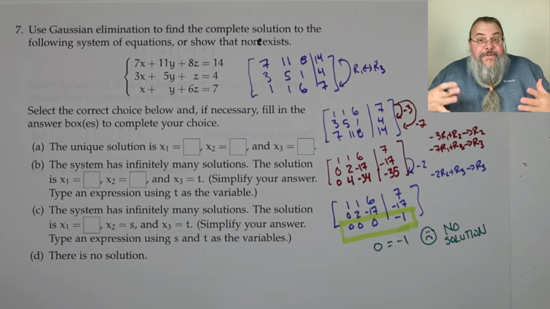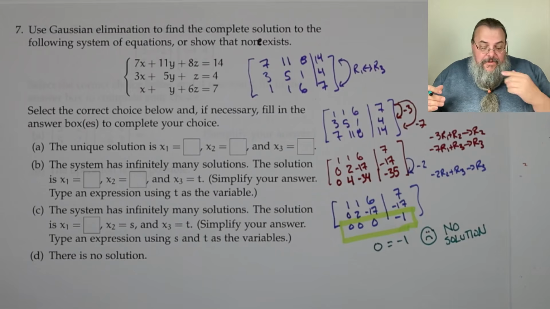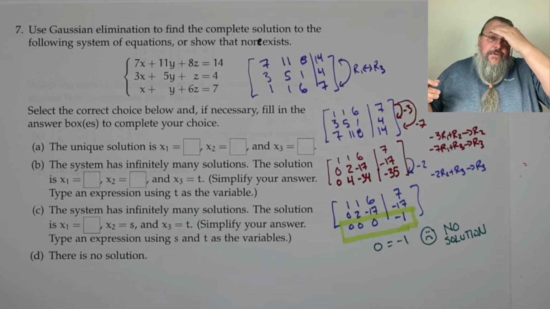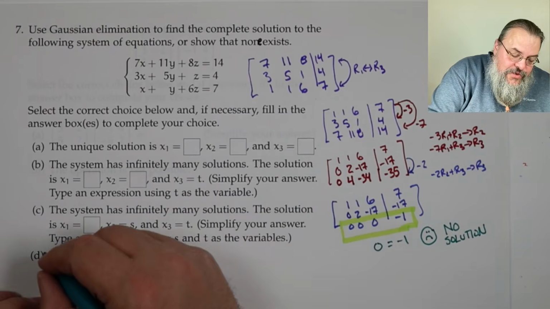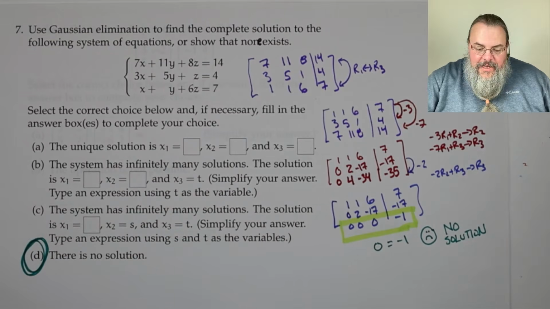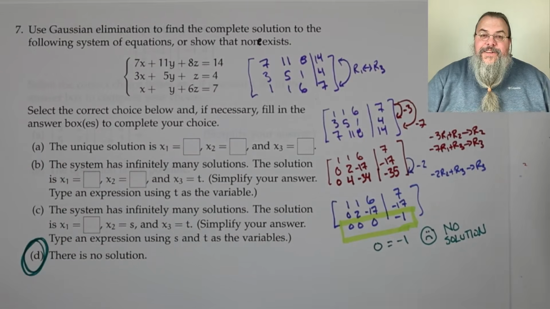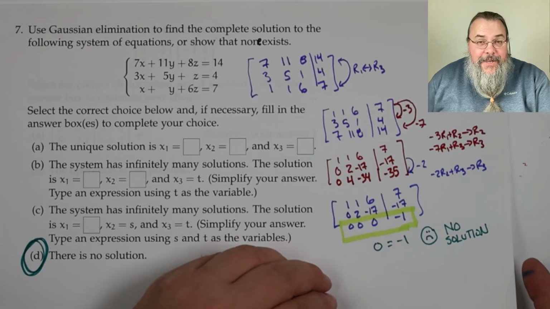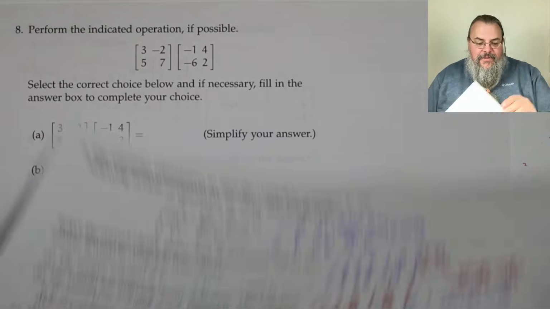Now, you may not have gotten there. You may have actually found a unique solution, or you may have found more than one solution. But here we're like, okay, there is no solution. So the answer here was D. We don't have to fill anything in. So, all right. Well, we'll be ready, because that might be a possible answer.